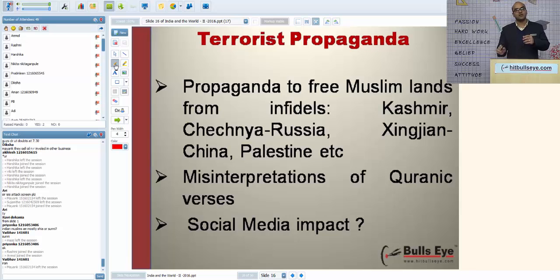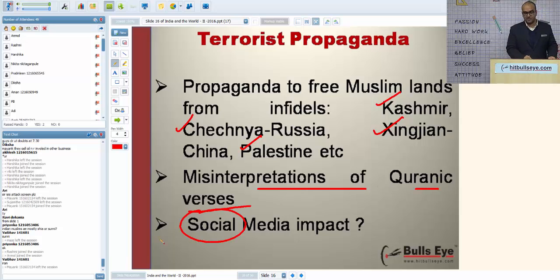As far as propaganda of these terrorist organizations is concerned, it's not just limited to Middle Eastern countries. They spread lies or half-truths about the so-called atrocities being done on Muslim populations across Kashmir, Chechnya, which is in Russia, Xinjiang province of China, Palestine, etc. Also, another strategy that they adopt is misinterpretation of Quranic verses and the impact of social media. We've already discussed this during the presentation.